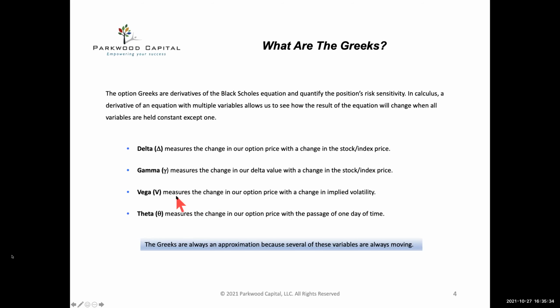Vega is the option Greek that determines the change in the option price if volatility goes up or down. Theta is the time decay. Theta, one of the option Greeks, simply tells you how much your option price is going to drop or decay with the passage of 1 day of time. So thetas are always negative. The only time you have positive theta is when you have an option position where you're selling options, or you're selling a predominant number of options.